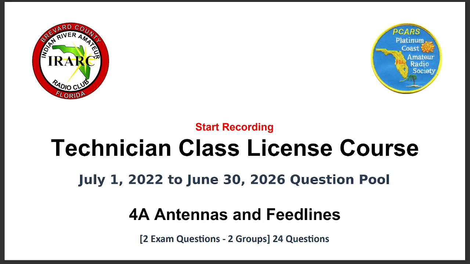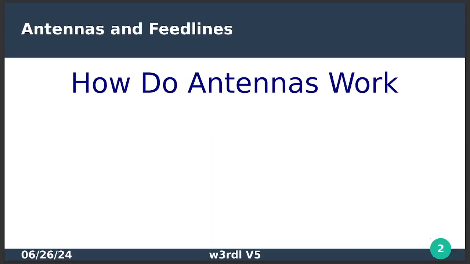So we're going to start off with antennas and feed lines. We're going to move on to amateur radio. I can't remember what the next section is called, but it's waveform characteristics or something like that. But anyway, we're going to go ahead and get started here. And first, we're going to take a look at how antennas work.